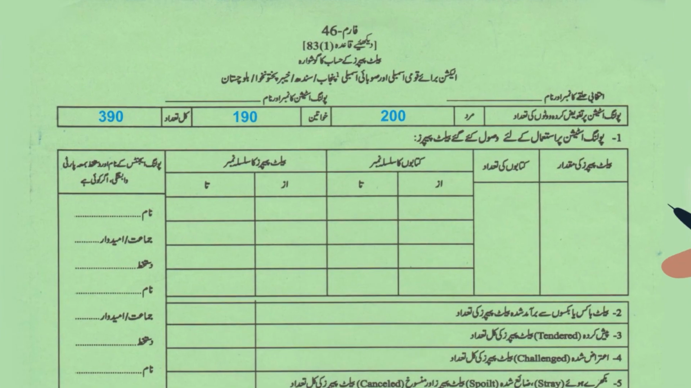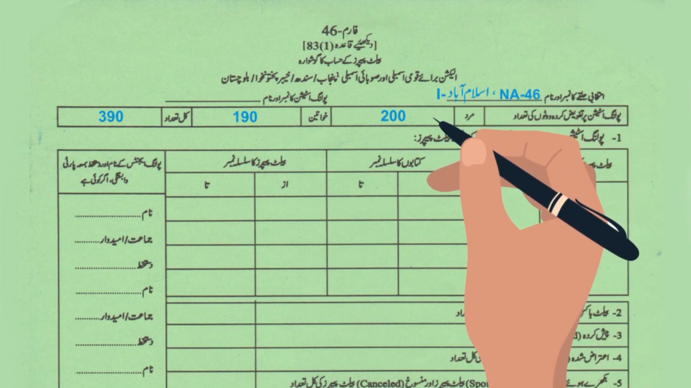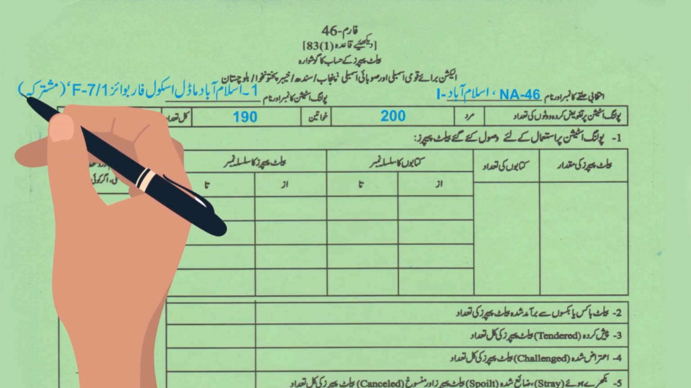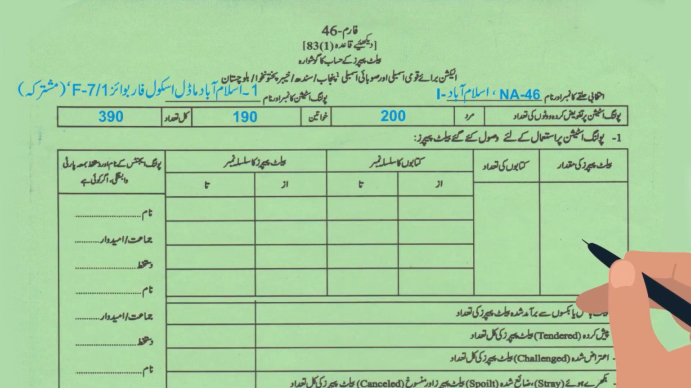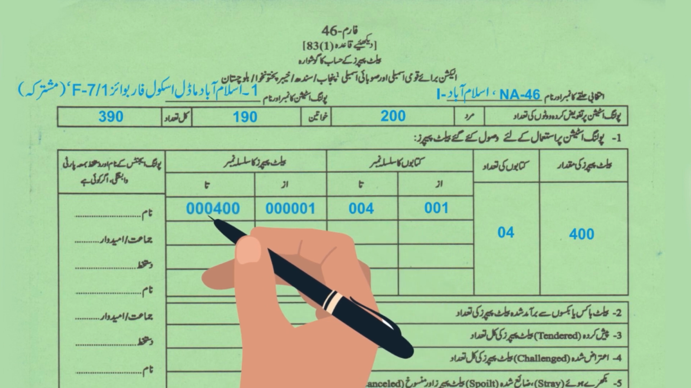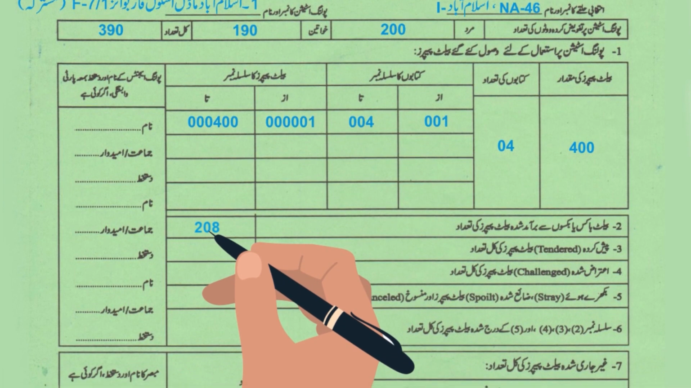Form 46 will be filled in as follows. Write down the name and number of the constituency in the space provided on top. Then write down the name and number of the polling station. In serial number 1, enter the number of ballot papers received from the RO before the start of polling like this. In serial number 2, enter the total number of valid and excluded votes taken out of the ballot box.